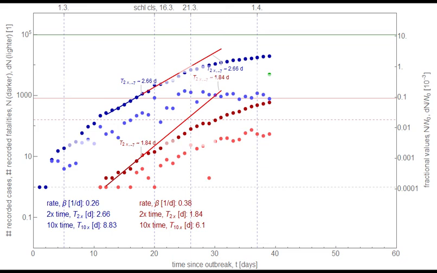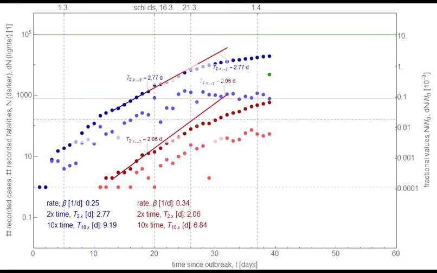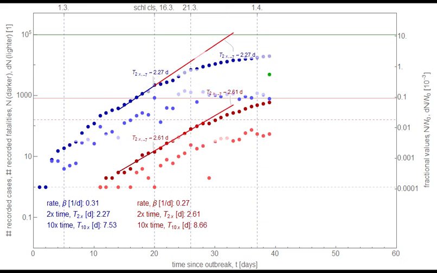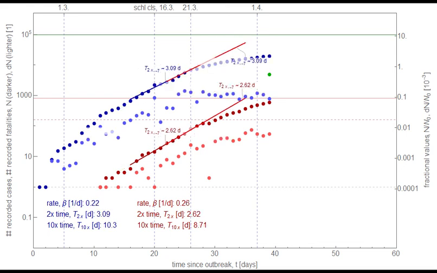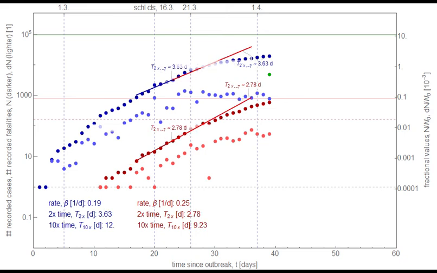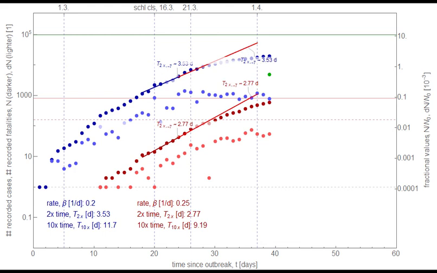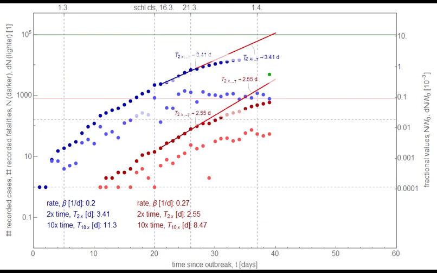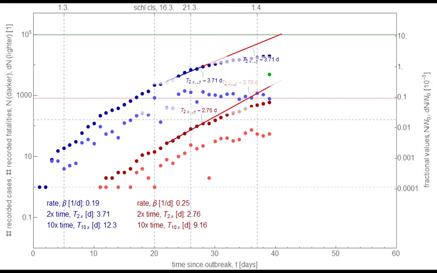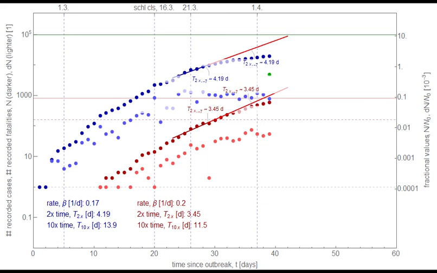Throughout this animation, you can follow the rate beta that describes the change per day in recorded cases, the inverse of that rate beta multiplied with the natural logarithm of 2, which describes the doubling time, and the time that it takes to reach 10 times as many cases, which you find by dividing the natural logarithm of 10 by the rate of change beta. And the numbers for both the recorded cases and the recorded fatalities are given and animated at the bottom of this plot.